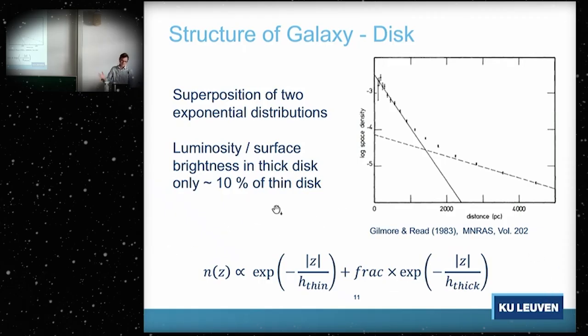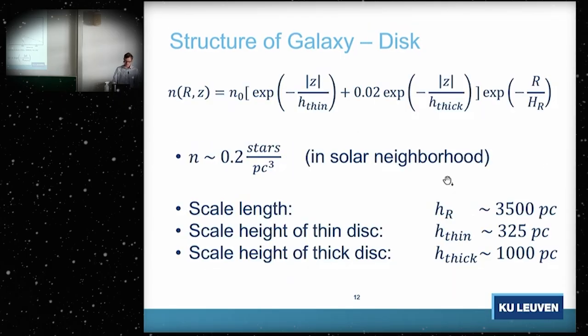Now the luminosity, or the surface brightness, in the thick disk is only about 10% of that of the thin disk. The inferred scale heights for the galaxy are very small for the thin disk, 300 parsec only. The thick disk is higher, hence the name thick disk, right? 1,000 parsecs, and the scale length is on the order of 3,500 parsec.